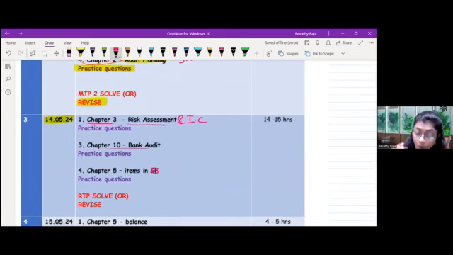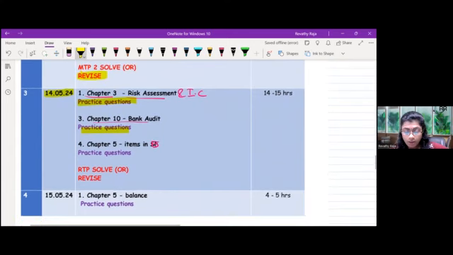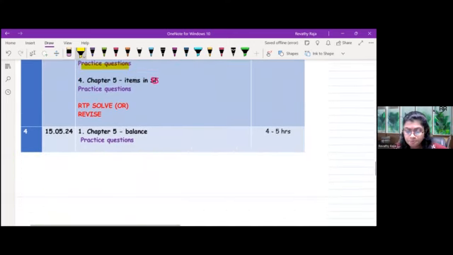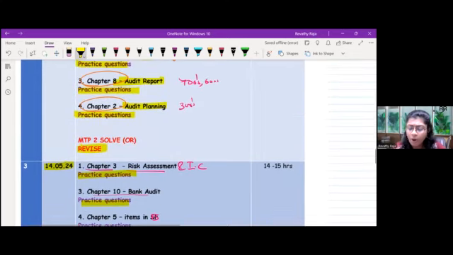And after each chapter, don't forget to do practice questions. Then, yes, after this, you can go for audit of bank. In the audit of bank chapter, again, there are a lot of provisions relating to NPA norms, prudential norms, advances. In this particular chapter, audit of advances is very, very important.